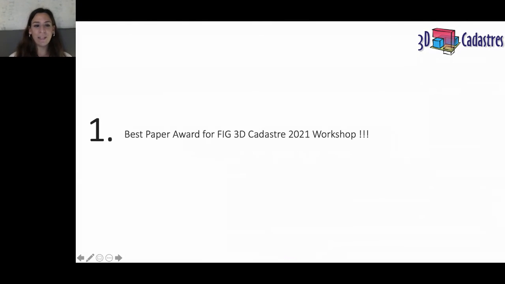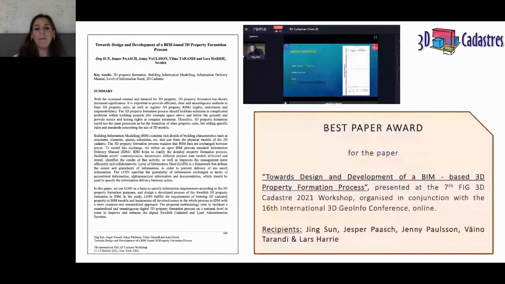So the best paper award for the FIG 3D Cadastres 2021 workshop, according to the reviewers' comments and scores based on the extended abstract that has been reviewed in 3D Cadastres, goes to the paper Towards Design and Development of a BIM-based 3D Property Formation Process by Yin San, Jesper Pask, Jenny Paulson, Vaino Tarandi, and Lars Harry. Congratulations. And Yin, if you are here, it would be nice if you can open your camera and microphone, even the whole team, just to congratulate you.